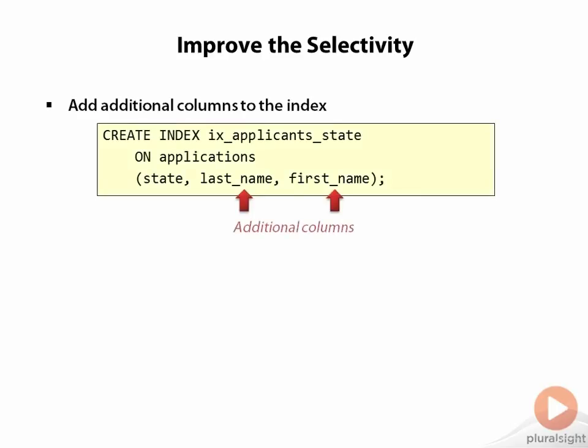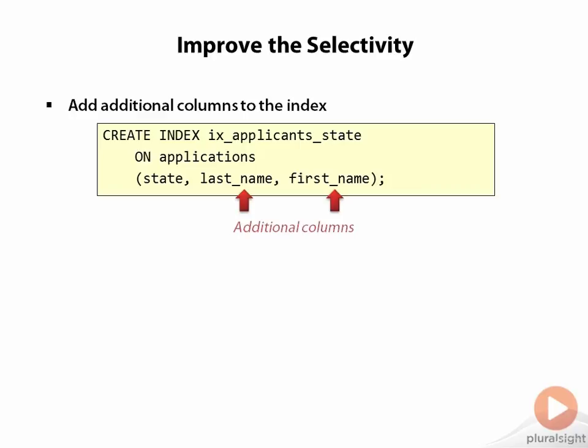So to solve this problem, we need to improve the selectivity. If our index has only one column in it, and this column is not very selective on its own, then we need to add additional columns to the index so we have more distinct keys in our index and improve the selectivity of the index.